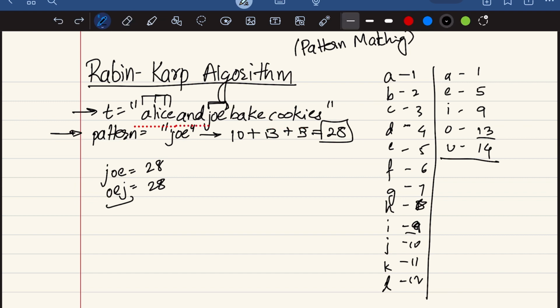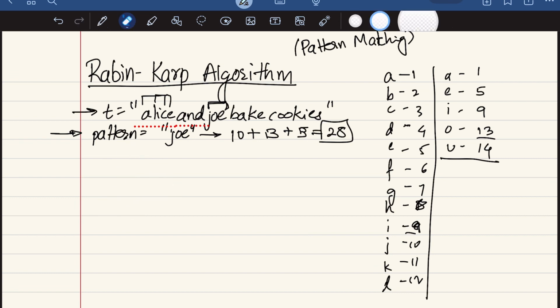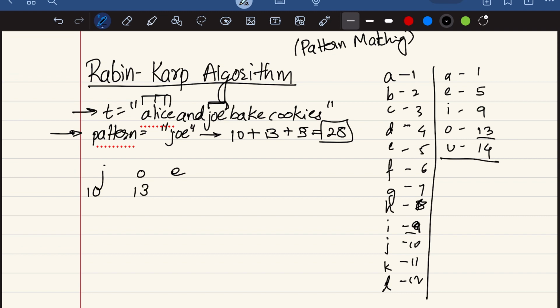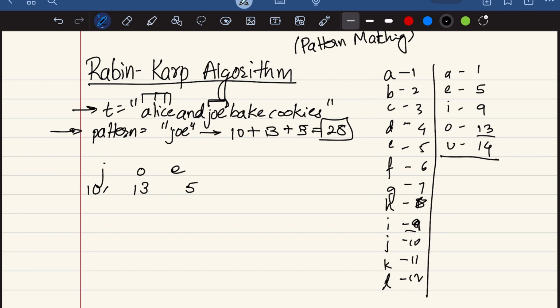To avoid this, we can look at the hash function that Rabin-Karp suggested. We have this pattern again, and we are going to write the values below: O was 13 and E was 5. What we are going to do is multiply each and every number like this.